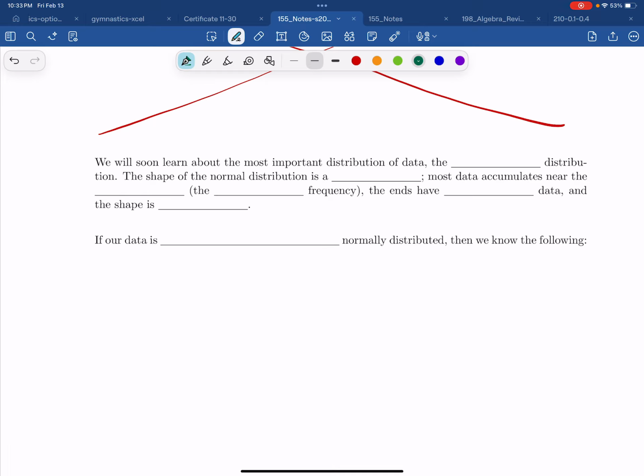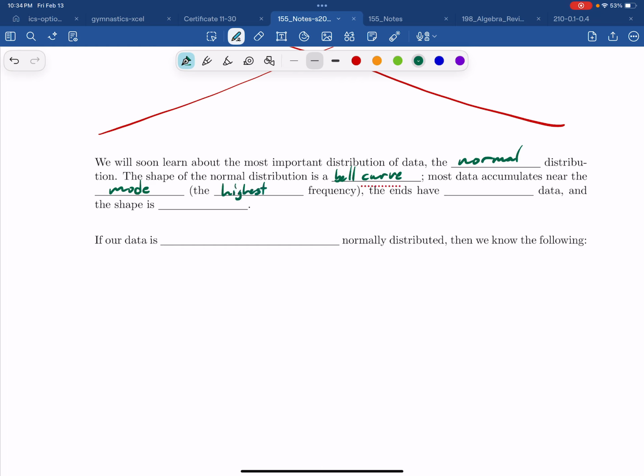Okay, now we're going to get to something very, very important here. In a little bit, maybe a week or so, we're going to learn about the most important distribution of data, the normal distribution. We'll do all sorts of things in the normal distribution. For here, we're just going to look at a snapshot. The shape of the normal distribution is a bell curve, a mound. Most data accumulates near the mode, which is also the mean, which is also the median. But of course, the mode is the highest frequency.